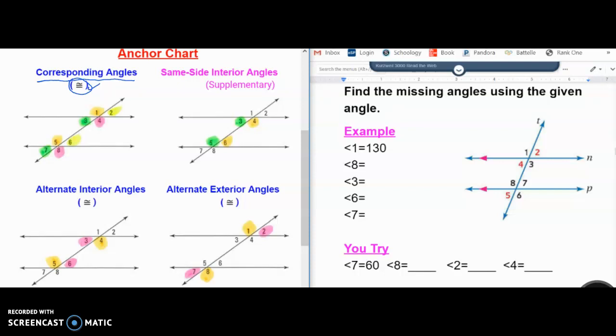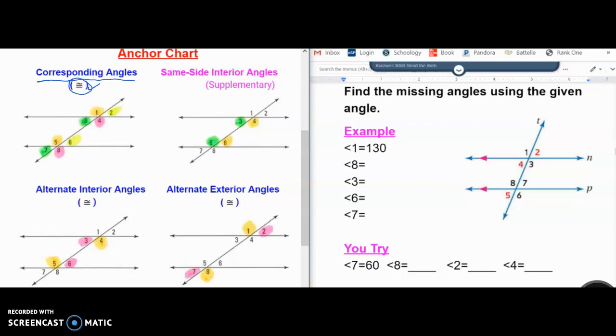Okay, congruent. Now, one thing that I would like for you to know is that this anchor chart, these notes that I'm using, will be posted in today's folder. So what I would like for you to do is open the anchor chart and use it. You can split your screen if you wish and go ahead and use the anchor chart. That'll make today's assignment a lot easier.